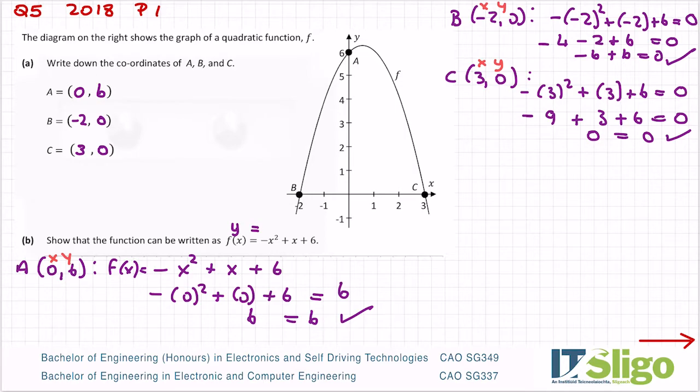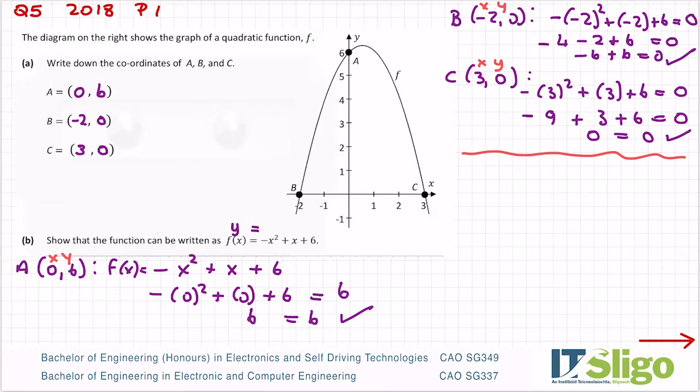So we've shown that the function can be written as f of x equal to -x squared plus x plus 6. Because all points satisfy the equation, it can be written as such. Now, perhaps a better way of doing it is to consider the roots of the equation, because from the roots, you can always form the quadratic that will create those roots.